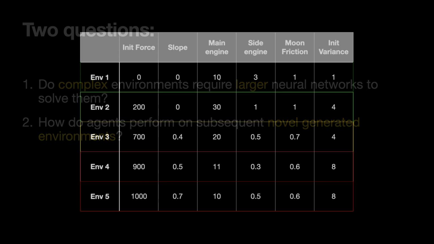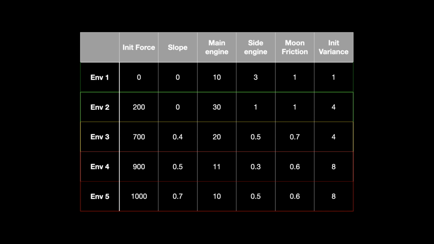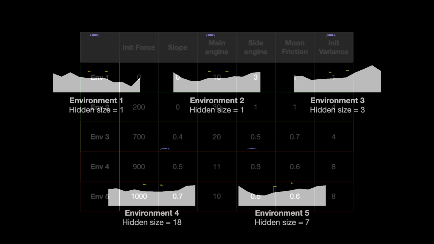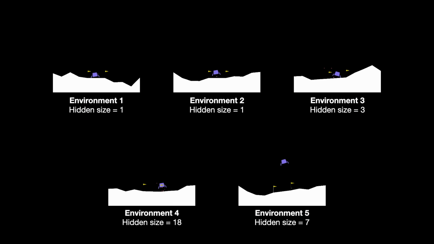To simulate a population of agent environment pairs without utilizing the large amount of resources and time to train POET, I decided to simply create 5 different environments with varying parameters and ran them simultaneously. So, do complex environments require larger networks? Yes. Environment 1 and 2, which are the easiest to solve, were solved with a hidden size of just 1. Environment 3 was solved by an agent with hidden size 3, environment 4 with a hidden size of 18, and environment 5 with a hidden size of 7.